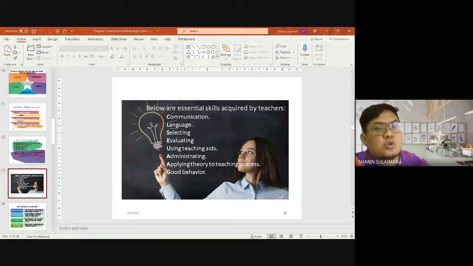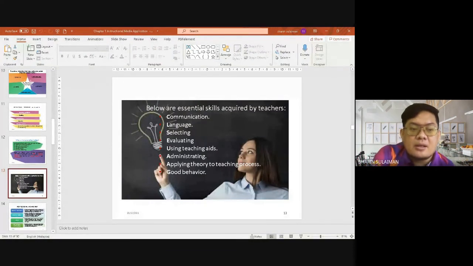And then as a teacher, the last but not least is demonstrating good behavior, a positive aura and vibes, to your students. Because you need to show a good example, you become a teacher as a role model, and so on. Alright, next.